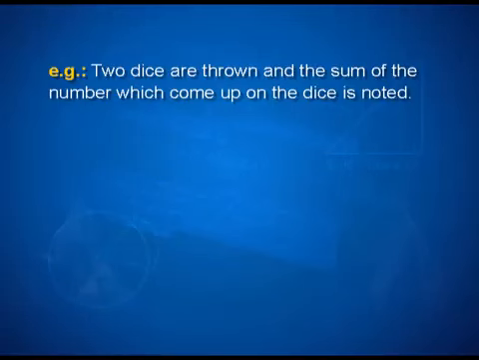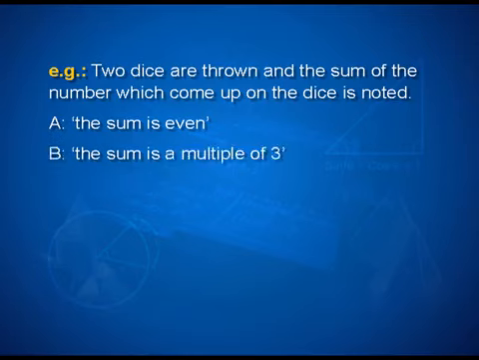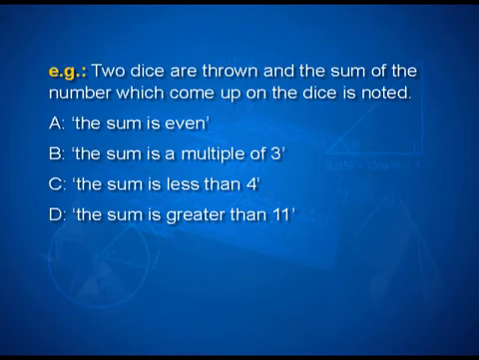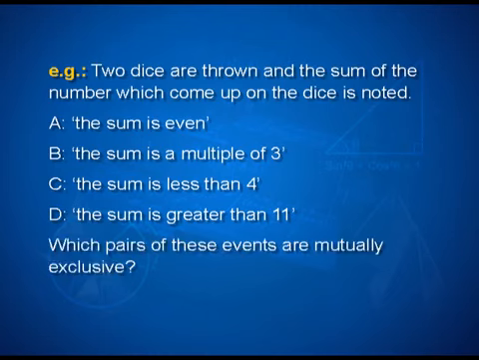Let us consider some examples here. Two dice are thrown and the sum of the numbers which come up on the dice is noted. Let us consider the following events associated with this experiment. A: the sum is even. B: the sum is a multiple of 3. C: the sum is less than 4. D: the sum is greater than 11. Which pairs of these events are mutually exclusive?